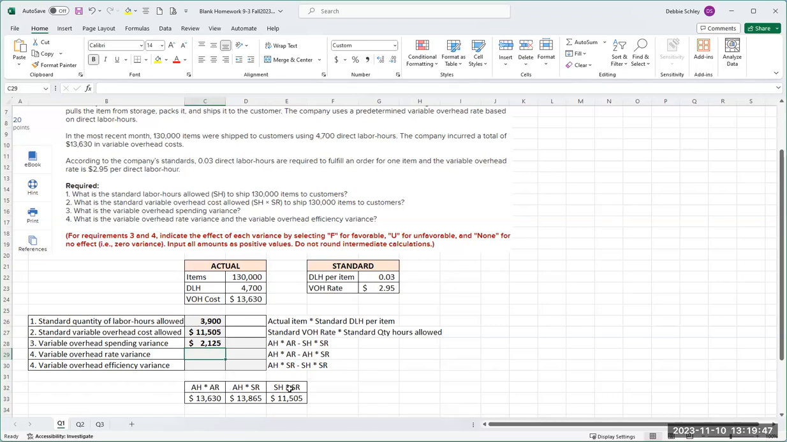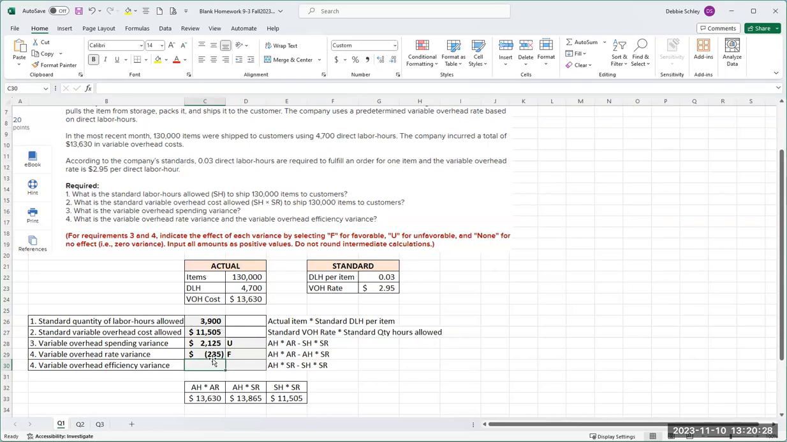This is actual, and this is what I thought would happen. And I actually spent more than I thought I would. So that is unfavorable. Okay, variable overhead rate variance, the rate and rate. So it's going to be the first one minus the second one. And the actual rate, this one's the standard. So I actually spent a little bit less than what I had planned. And so that is favorable.